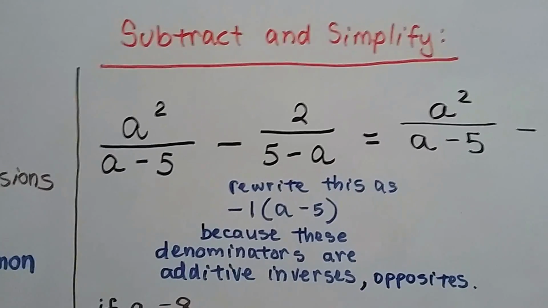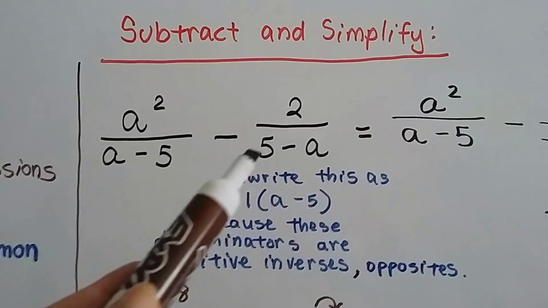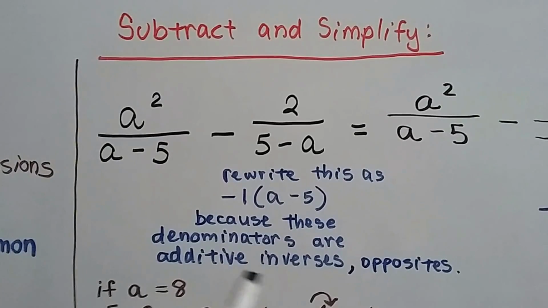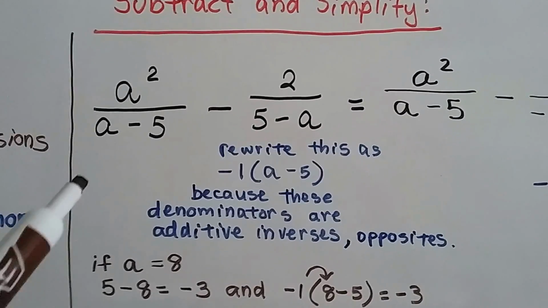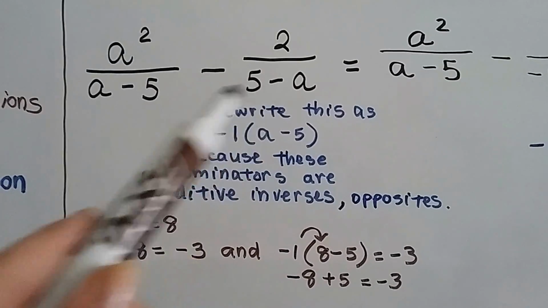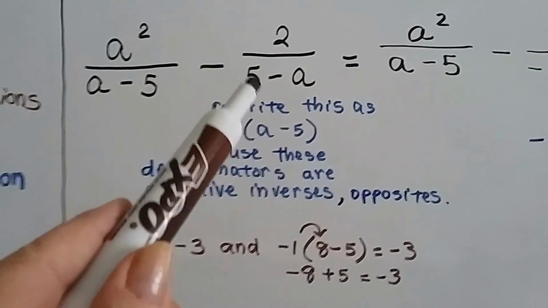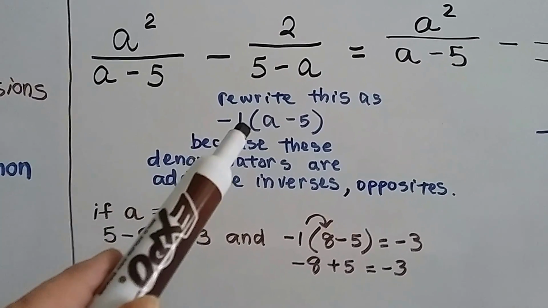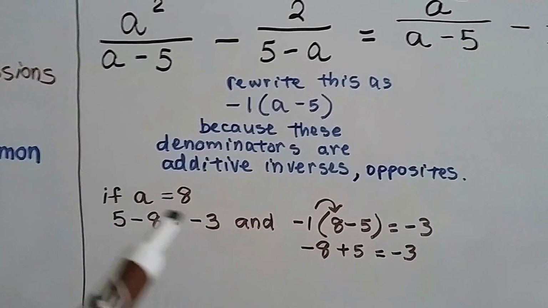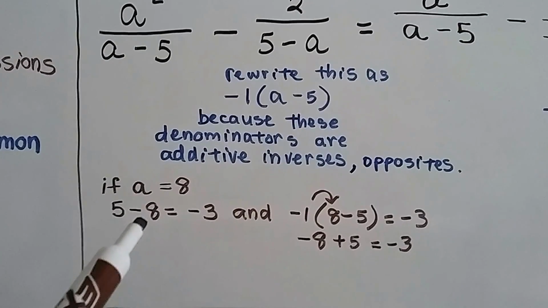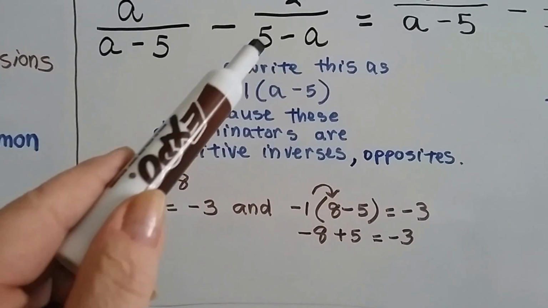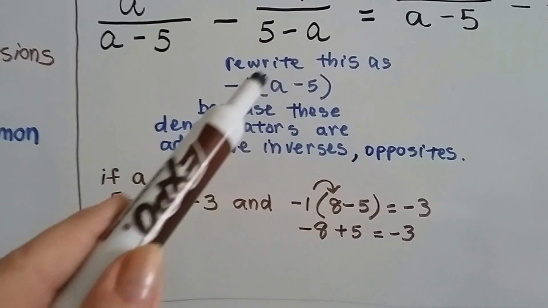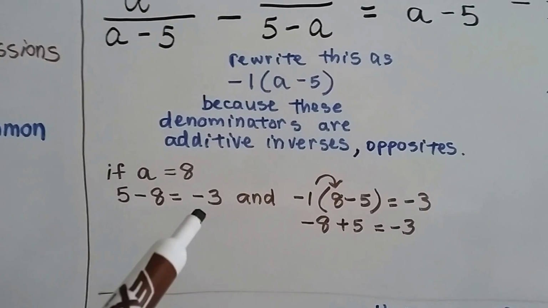Now, if you look at these denominators, we have a minus 5 and 5 minus a. These are additive inverses. They're opposites of each other, aren't they? And you remember what we talked about before when these are opposites? We can rewrite this one as negative 1 times a minus 5. So let's say that a equals an 8, all right? And we have 8 minus 5, that would be 3, right? But what if we had 5 minus 8? Well, then that would be a negative 3, wouldn't it?